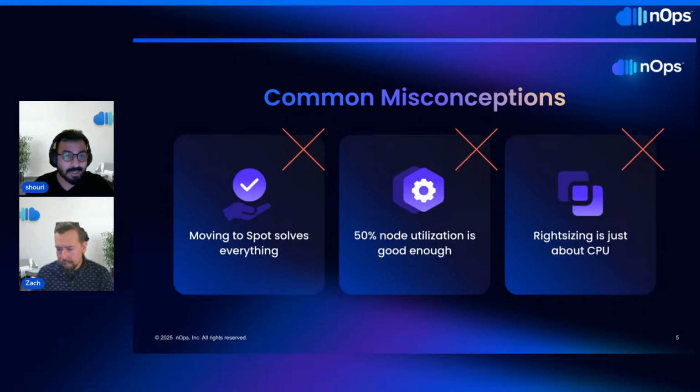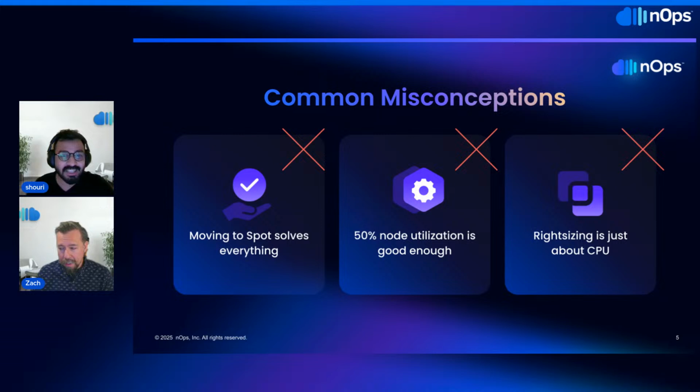So those are common misconceptions where people think, hey, Spot solves everything, or utilization solves everything, or right sizing CPU solves everything, or using Karpenter solves everything. But it doesn't solve everything. There has to be constant manual effort involved by engineers at the same time.